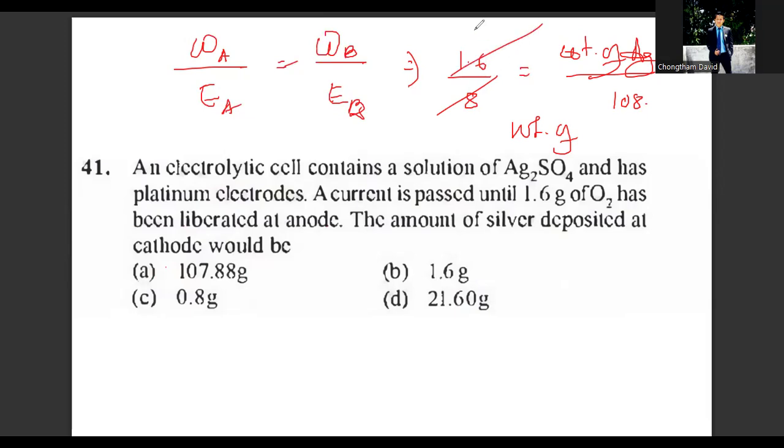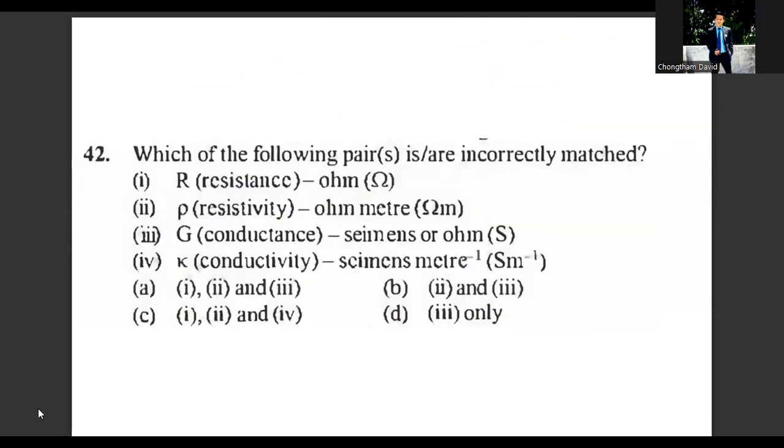You can cancel this directly. What is 0.2 of 108? It would be roughly 21.6 grams. Option D is the answer to question number 41. It's clear, right? So let's see question number 42.